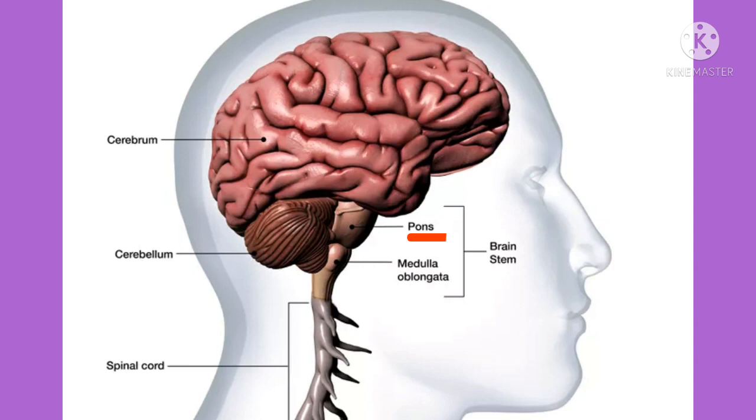Functions of the pons. It relays signals between the cerebellum, spinal cord, midbrain and cerebrum. Second function: it controls respiration and the sleep cycle. Have you heard it, children?